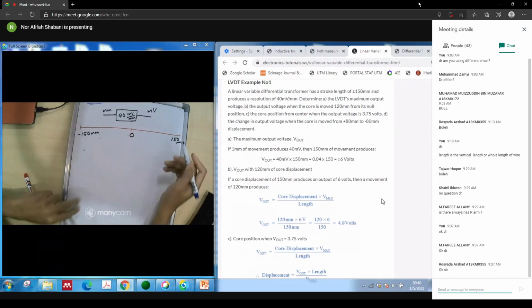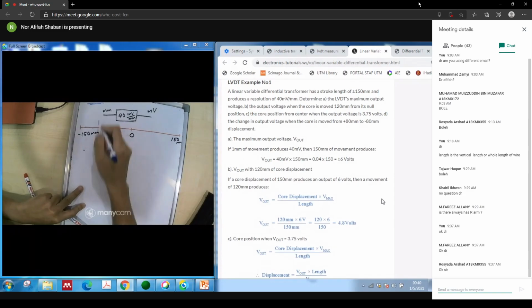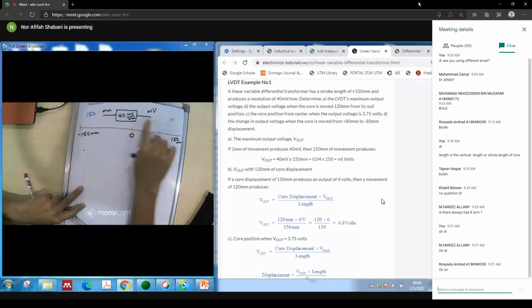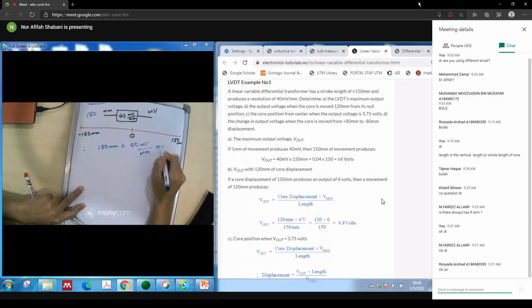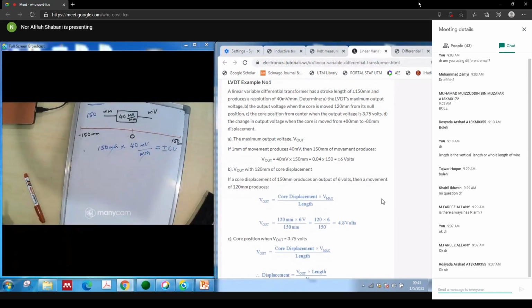Okay, it's quite simple. So you will have the 150 millimeter here, so you can find the output. So maximum output, 150 millimeter, you times with 40 millivolt over millimeter. So you will get the value equal to 6 volt. Of course you will have the positive going to the left, and you will have the negative here.